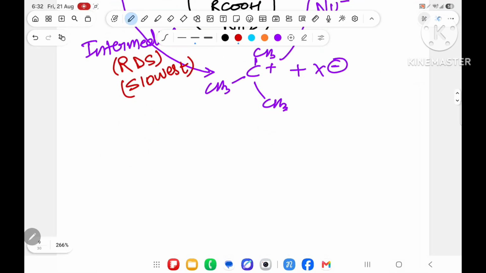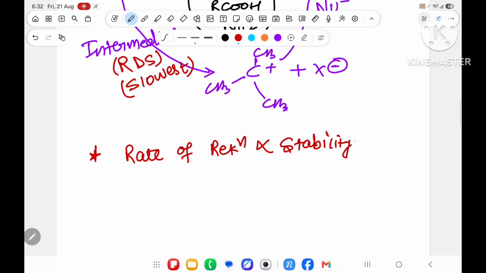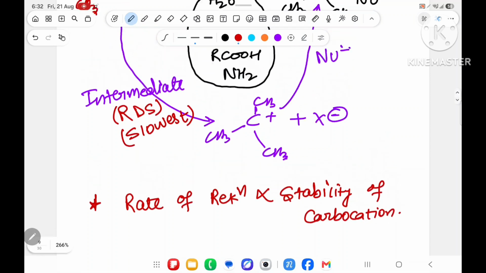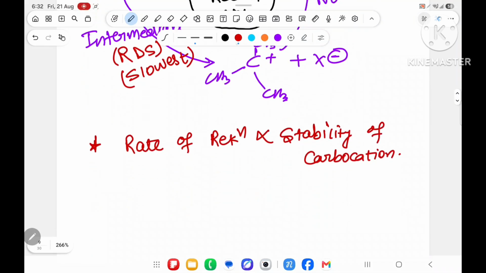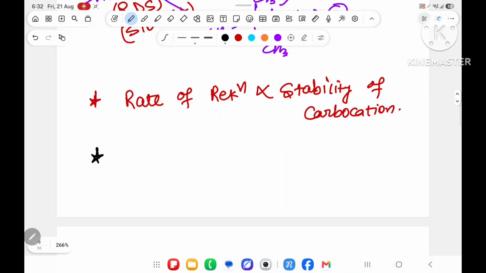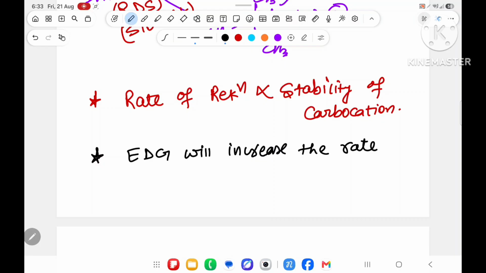Over here, some important points you will write. The first point: rate of reaction is directly proportional to stability of carbocation, because the intermediate formed is a carbocation. In SN2, an electron withdrawing group will increase the rate, but in SN1, an electron donating group will increase the rate. You have to remember that, because sometimes they will ask which of the following will do SN1, which will do SN2.